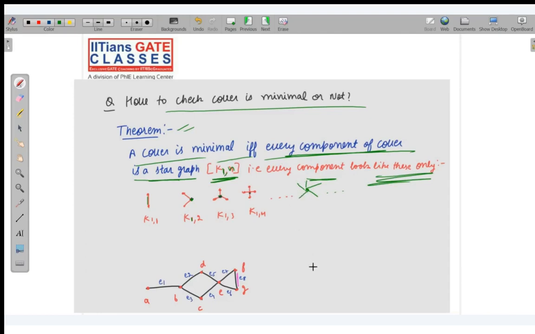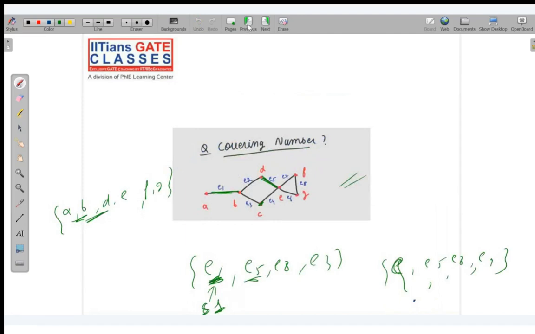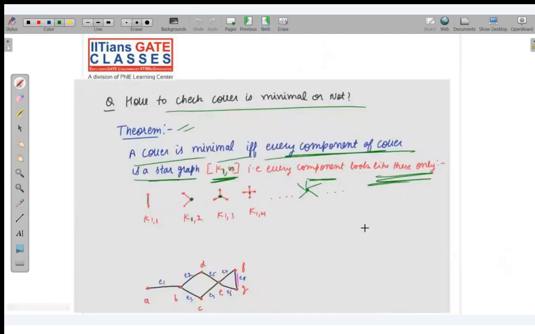So for example, if I take a cover like what we have taken previously: E1, E5, E8, E3. Here itself I will tell you, don't worry. You have taken snapshot now. So here I will tell you E1, E5, E8 and E3. Now see this. How does this look? This looks like K1,2. How does this look? K1,1. How does this look? K1,1. So every component is just like a star graph. These are the three components. This is what the theorem is saying.